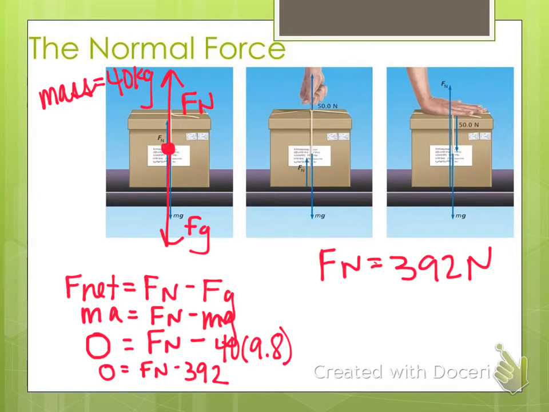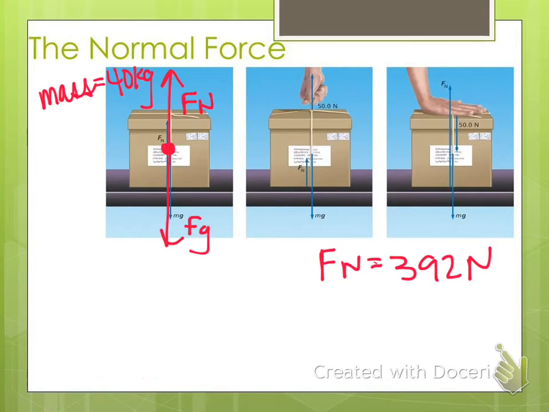Let's look at the second situation. This one was 392. What's happening with this one? We're lifting it, right? He's attempting to lift it. It's not getting off of the table yet, so he's applying an upward force, but it's not leaving the table, so it still does have a normal force.